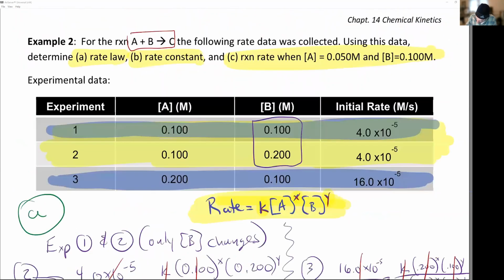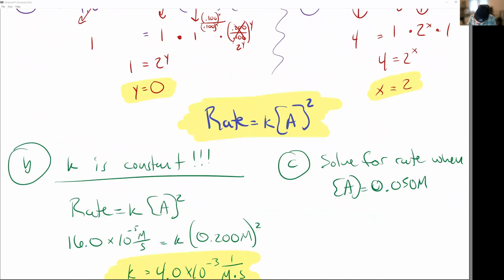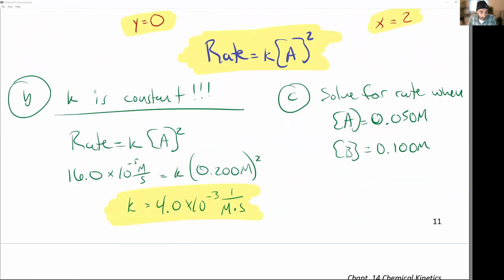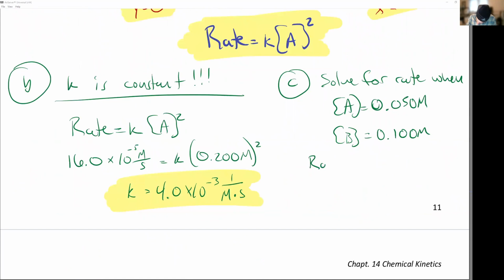And concentration of B is equal to, what was it? 0.100 molar. All I simply have to do is plug in: rate is equal to my K value, which is 4 times 10 to the negative 3, 1 over molarity seconds, times A, 0.050 molar squared. And I don't care about what B is because it's not in the rate expression. And there you go. So that's how you do those calculations. That's how we do it.